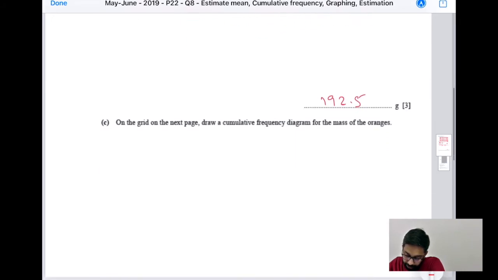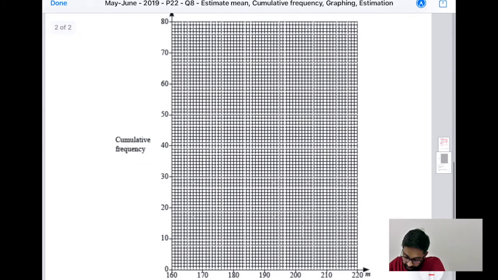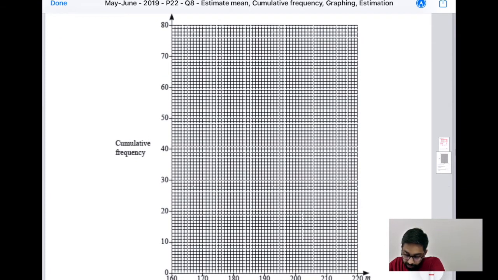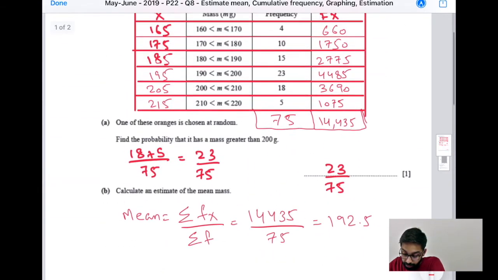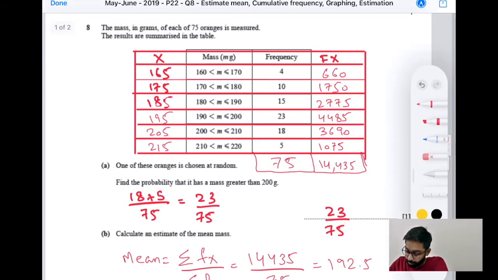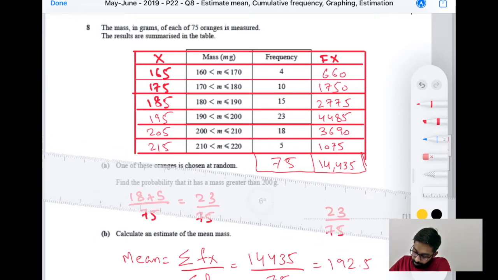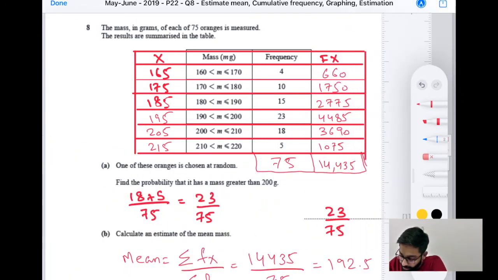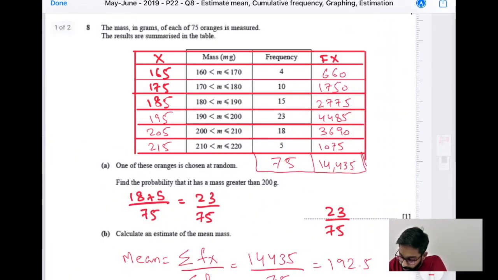On the grid, on the next page, draw a cumulative frequency diagram for the mass of the oranges. So on this grid that we have here, we need to draw a cumulative frequency diagram. How do we do that? So we need to draw an additional column where we write all the cumulative frequencies. So we draw another column over here. Let me make some space. Okay, so we draw a column here and then we add the rows to it.